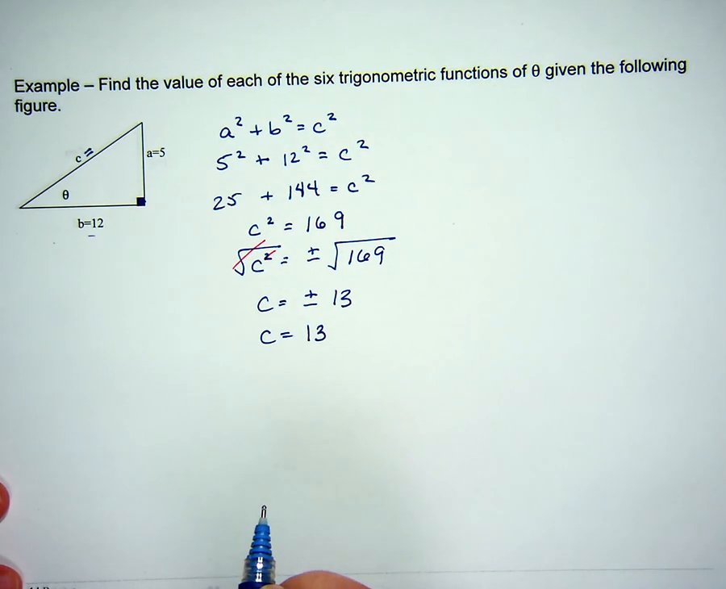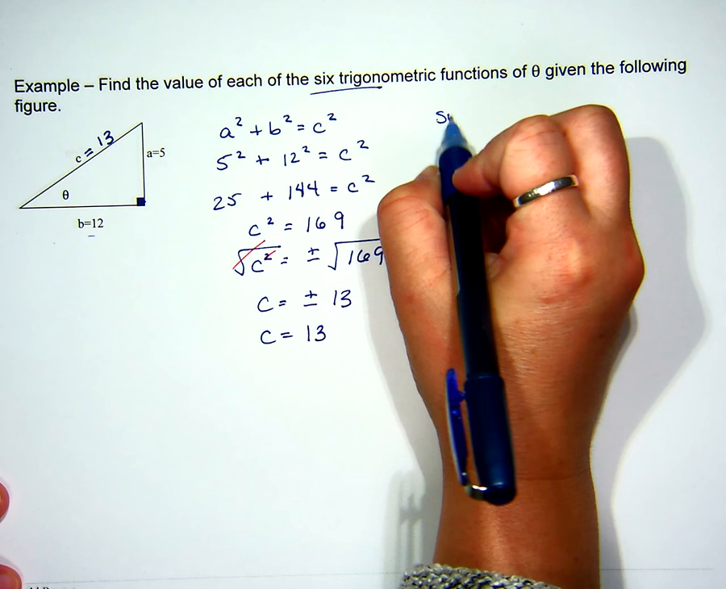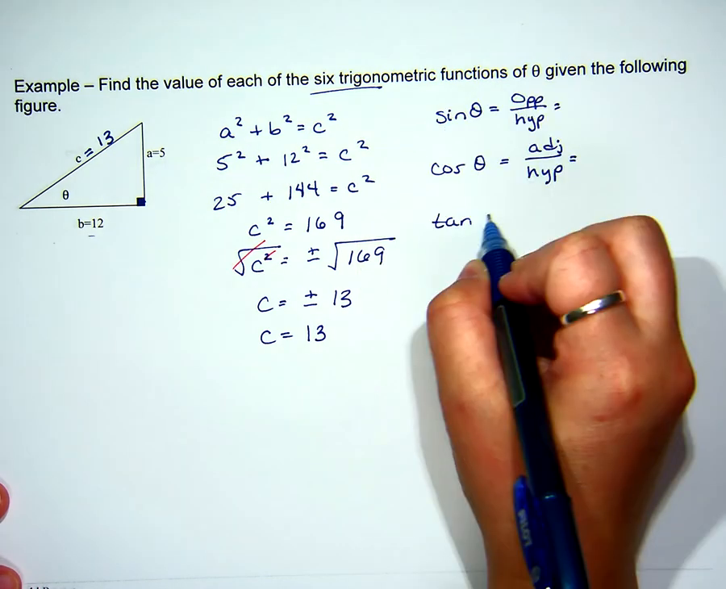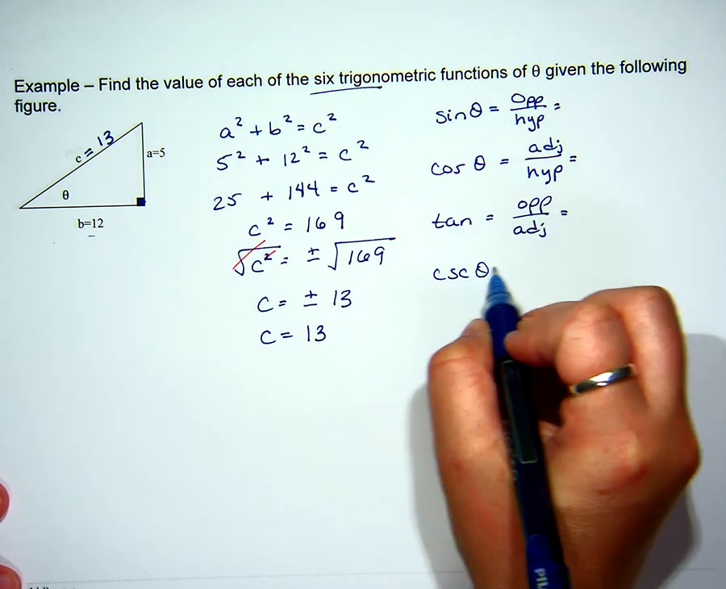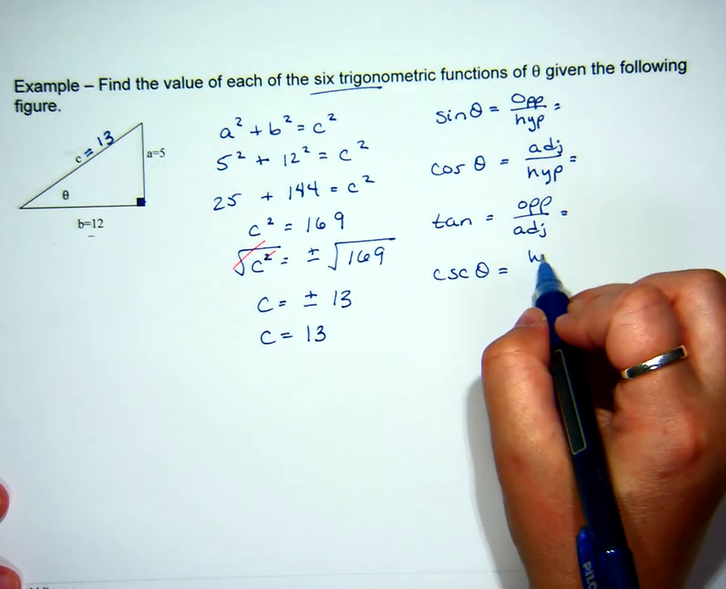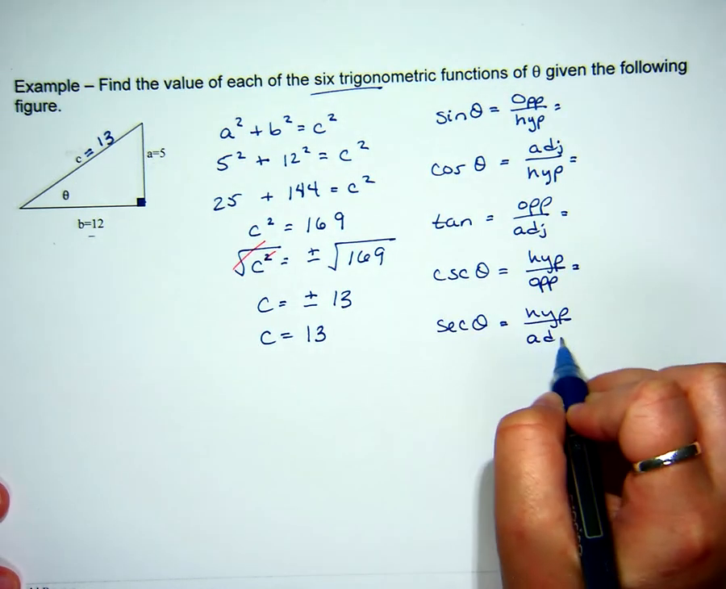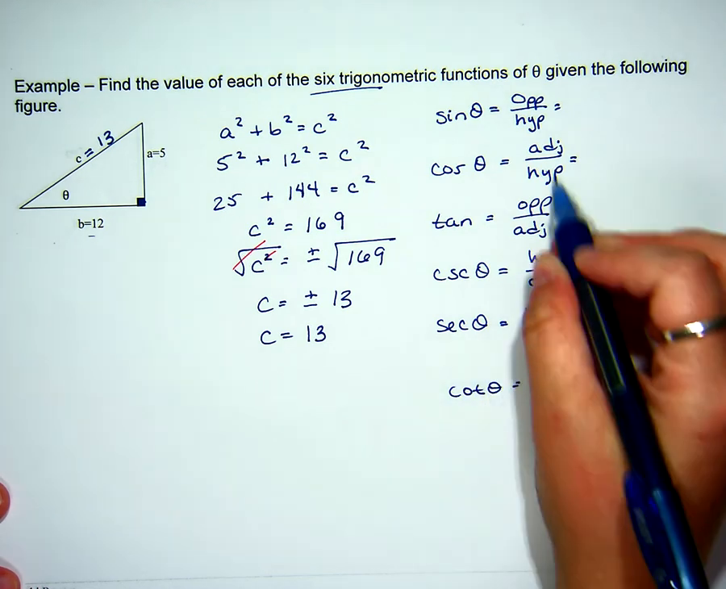Well, now I can find all 6 trig function values. Sine of theta is opposite over hypotenuse. Cosine, adjacent over hypotenuse. Tangent, opposite over adjacent. Cosecant, the reciprocal of the sine. Secant, the reciprocal of cosine. Cotangent, the reciprocal of tangent.